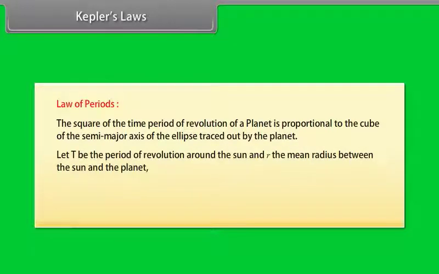Let T be the period of revolution around the Sun and R the mean radius between the Sun and the planet. T squared is directly proportional to R cubed. T squared is equal to K R cubed.